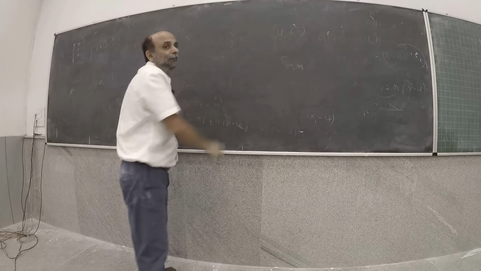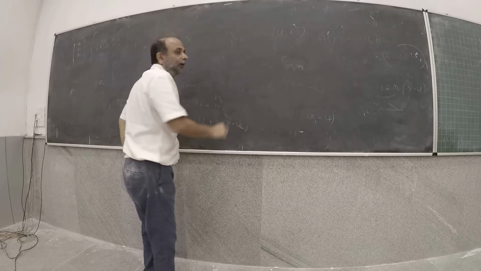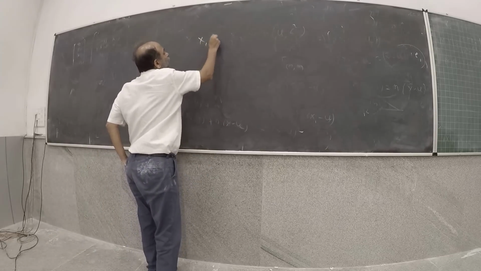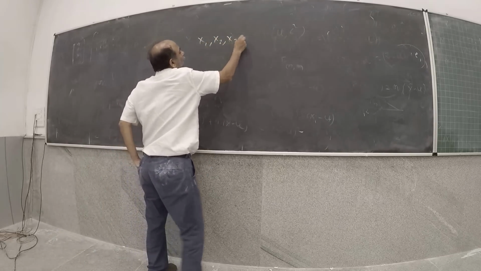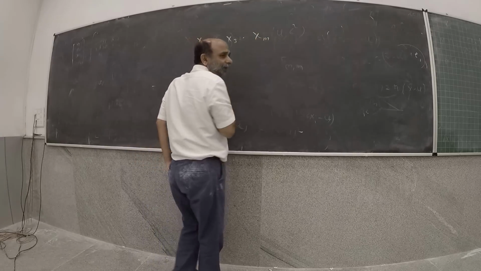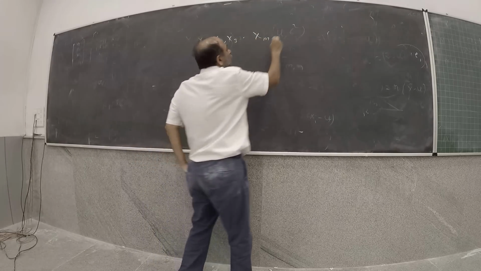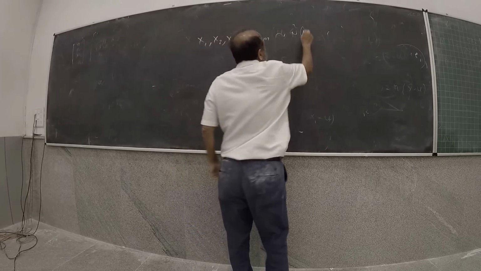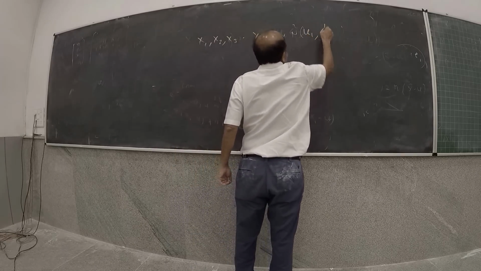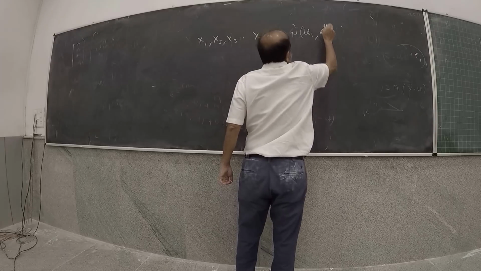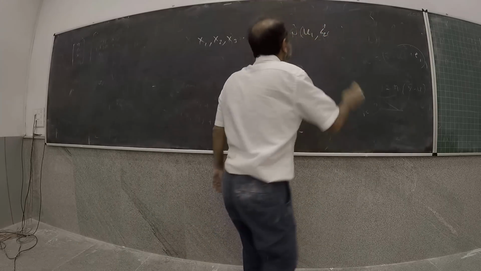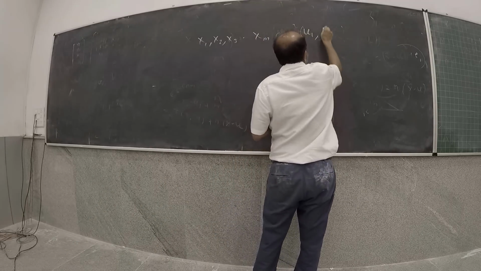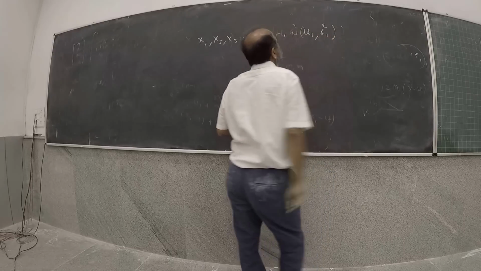Suppose you have two samples. Suppose you have x1, x2, ..., xm coming from a normal distribution with say mean mu1 and variance equal to sigma 1 square.